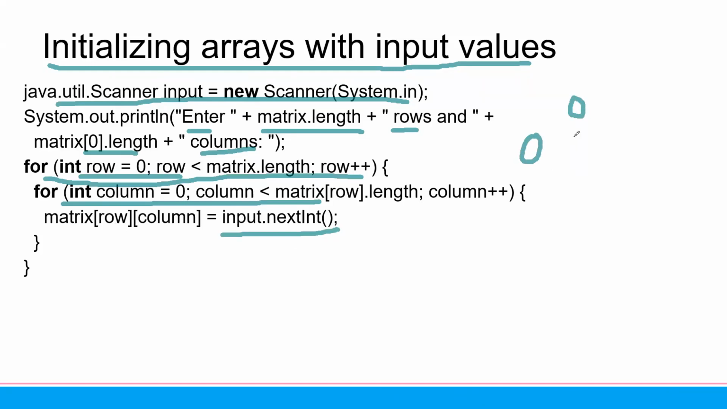Let's say I want to put 5. Okay. After I input 5, it will go to the next because I have column plus plus. So it will go to column 1. Let's say I have 3, and then it will go again column plus plus. So it will go to column number 2, and so on. This is what we call initializing the array.